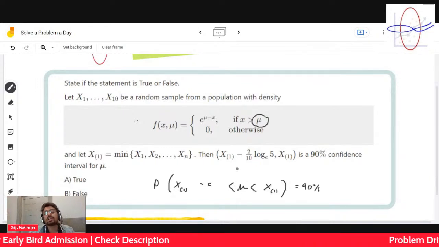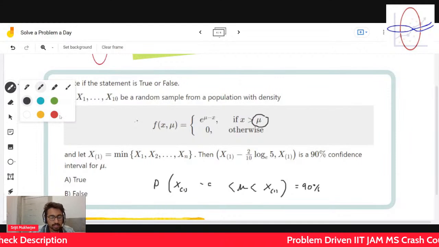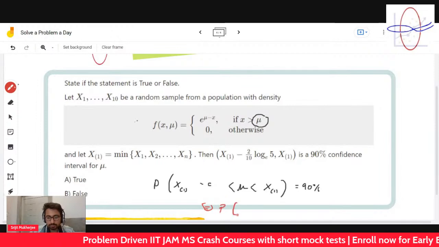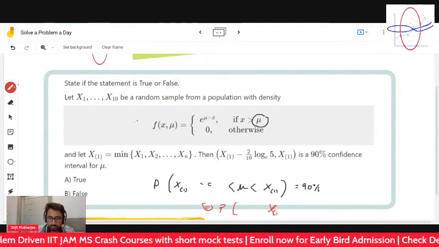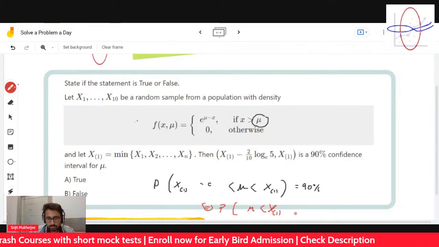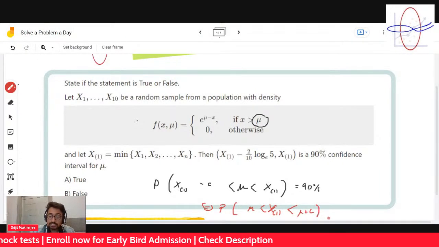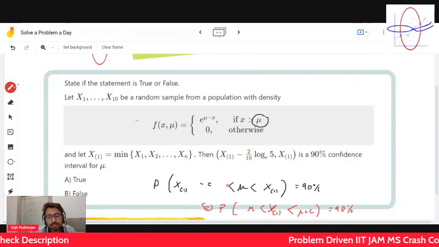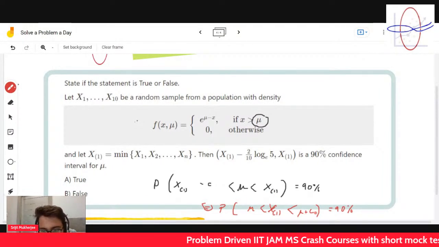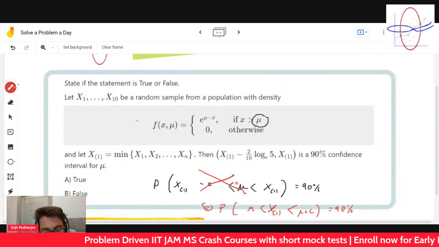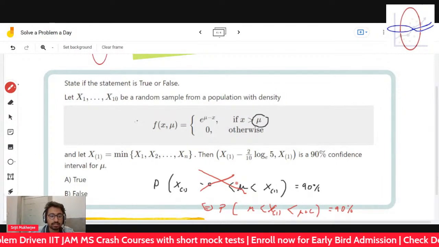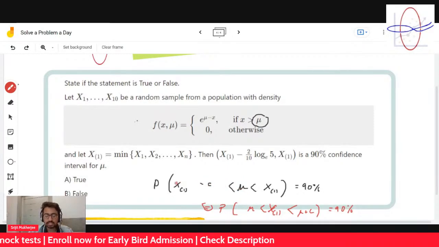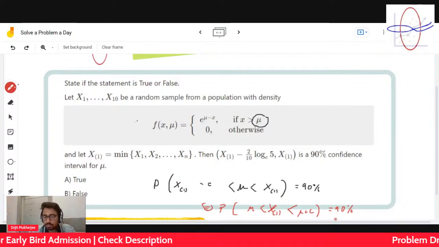But you understand, mu is not a random variable, it's a constant. So actually the problem is telling you that this is equivalent to saying that the probability that x1, if you observe it very carefully, is greater than mu and less than mu plus c is 90%. So it's asking that the probability of this minimum order statistic being greater than mu and less than mu plus c is 90%. This doesn't make any sense in terms of mu, because mu is just a constant. But it makes a lot of sense in terms of x1. So this is equivalent to this, and therefore we need to find the probability of this one.